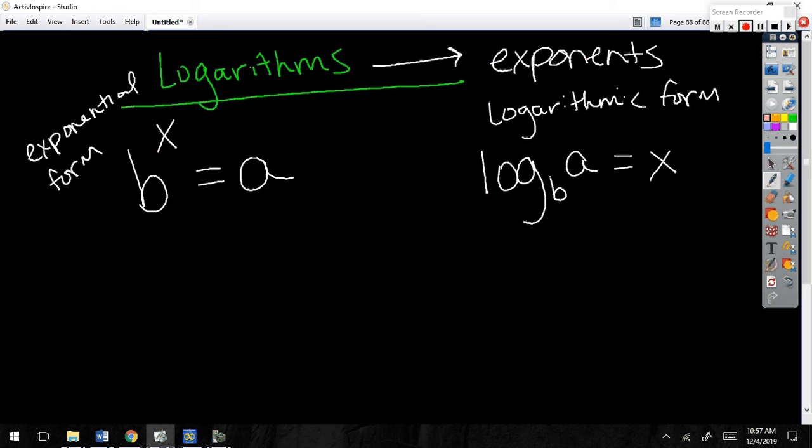Y'all are jumping. I literally put the definition up, and y'all are like, how are we gonna, and what are we gonna, and how are we gonna? All right, now I want us to focus on changing forms from one to the other. Don't worry about solving or anything like that.